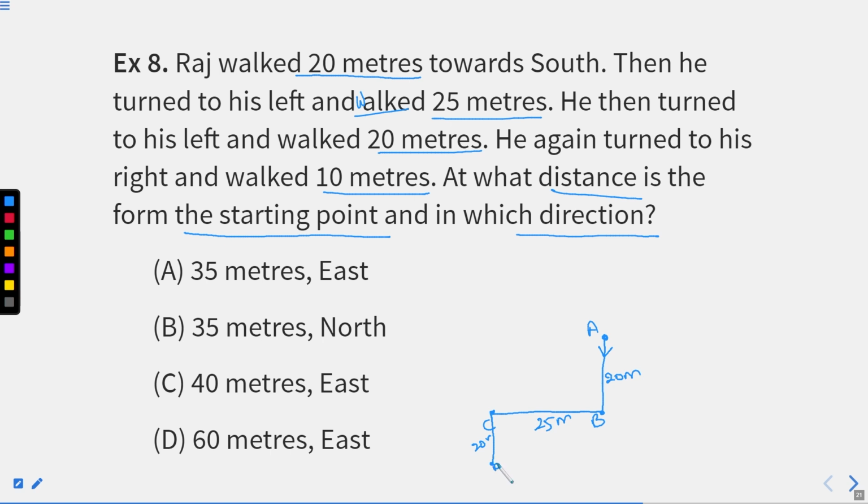And then he turned to his right and walked 10 meters. Again, point E, 10 meters, right? He moved 10 meters. At what distance he is from the starting point and in which direction? This is something we have to find now, right? For that, what we will do? We'll draw a line from this point to the starting point, right? And we'll draw an imaginary line as well here because we know the distances. And let this point be O.